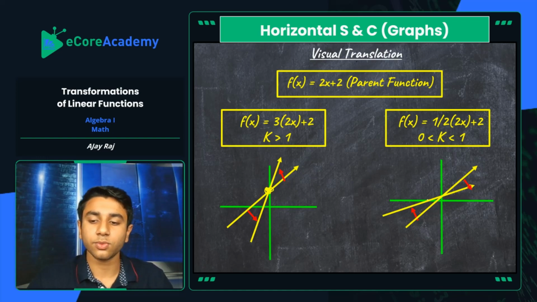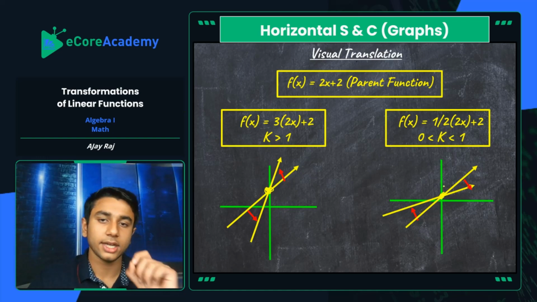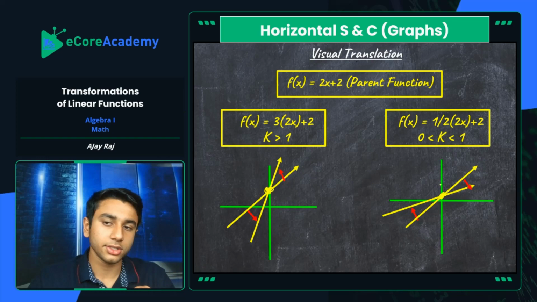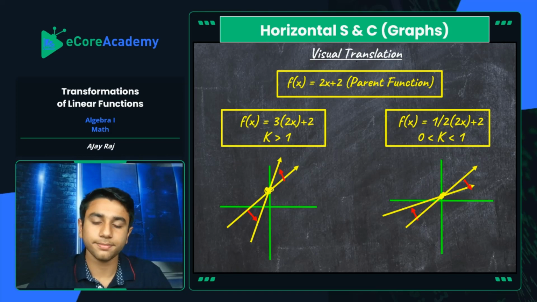And as you can see here, it's rotating along its y-intercept. The y-intercept is the only point that actually stays the same for horizontal transformations, stretches and compressions. And then for the vertical stretches and compressions, your x-intercept is the point that stays the same. It's the only point that stays the same, and it's the point that you're rotating across.